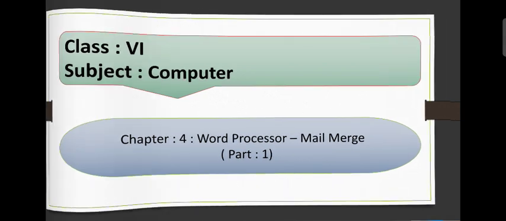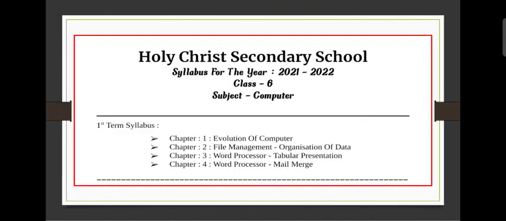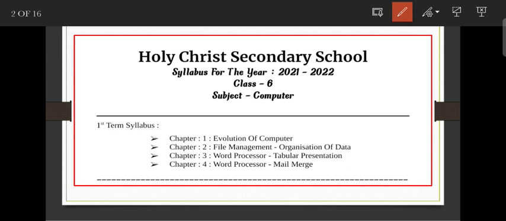This is the syllabus of the first term examination, and I have already completed chapter number 1, chapter number 2, and chapter number 3. So all of you have to read each and every chapter very carefully for your first term examination. And today I am going to start chapter number 4, Word Processor Mail Merge.